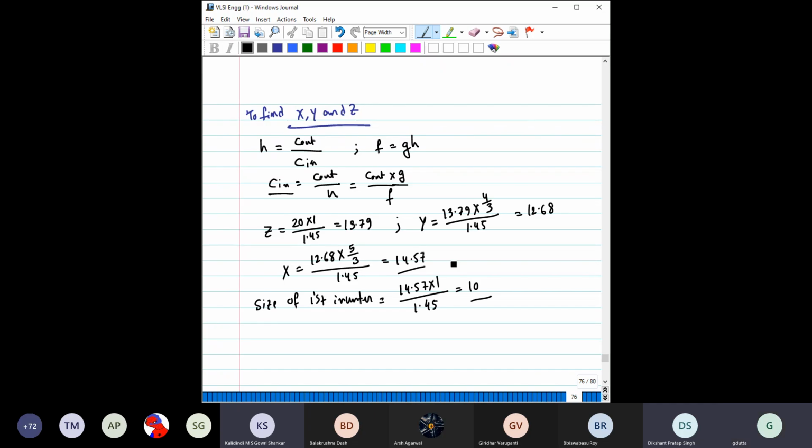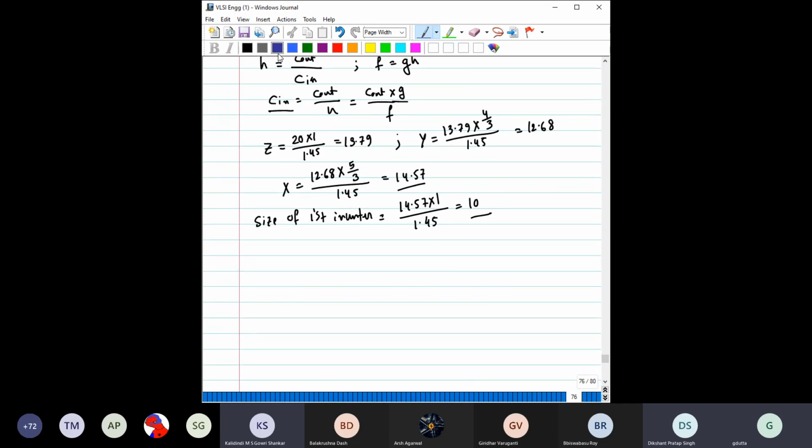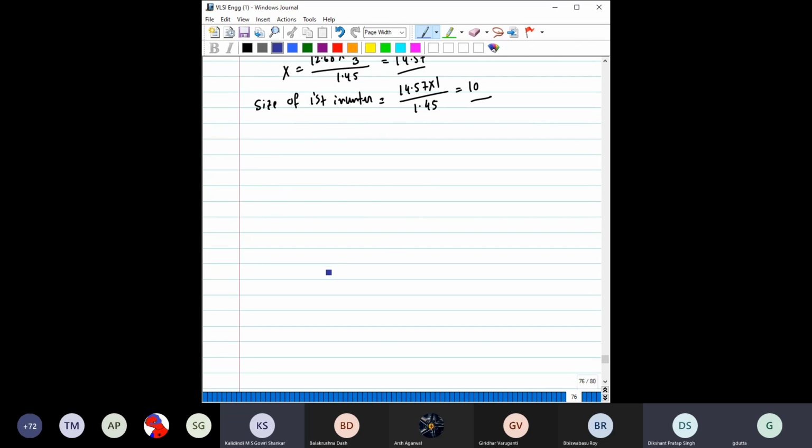Okay. So these are about the gate level sizing, finding X, Y, Z. Now we have to do the transistor sizing. So how will we do that transistor sizing?